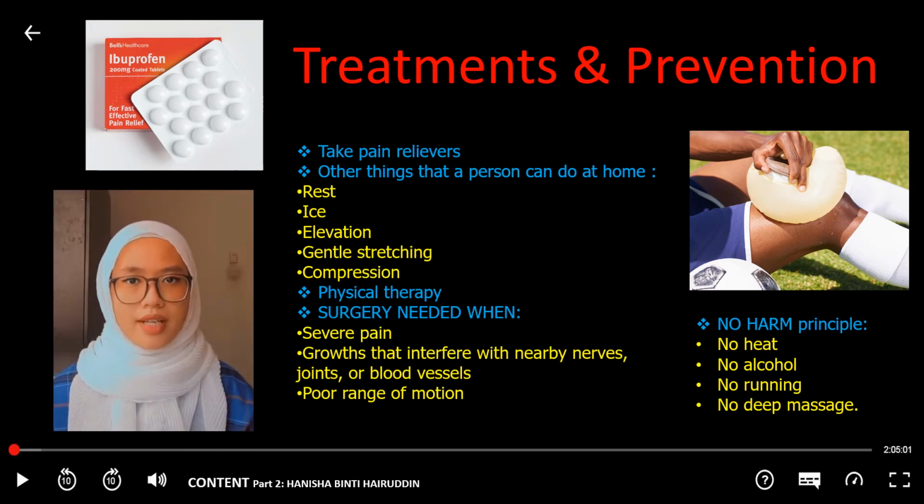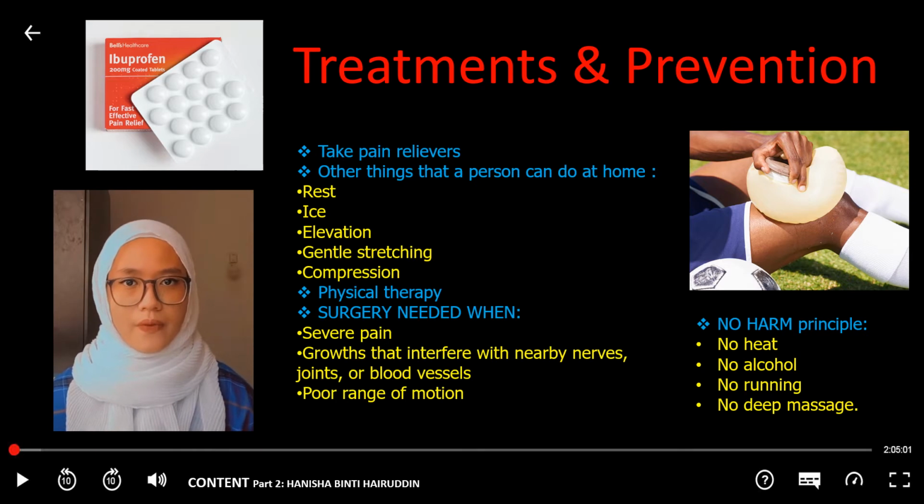The next treatment is physical therapy. After 48 to 72 hours, a person can start physical therapy to build up strength in muscles. This involves moving the joint slowly and gently in all directions to see how far they will go.